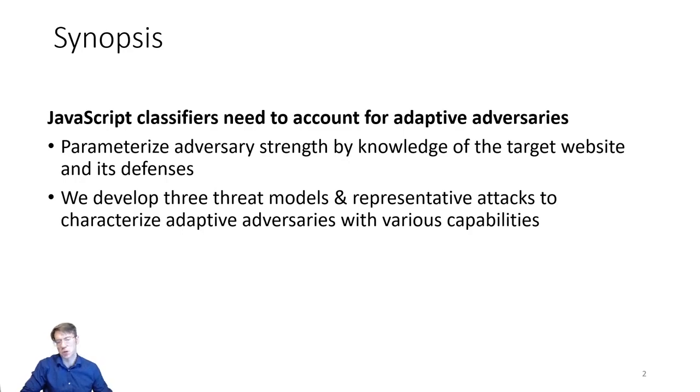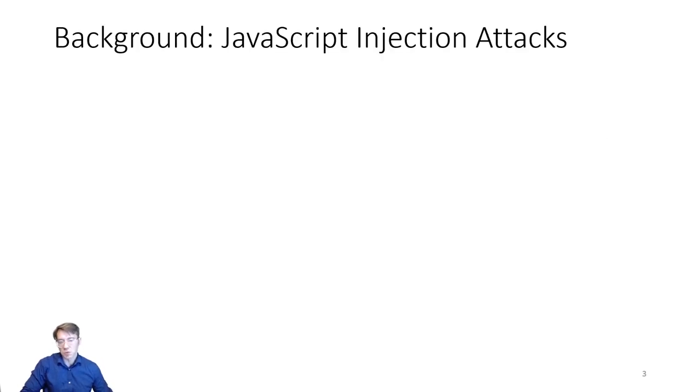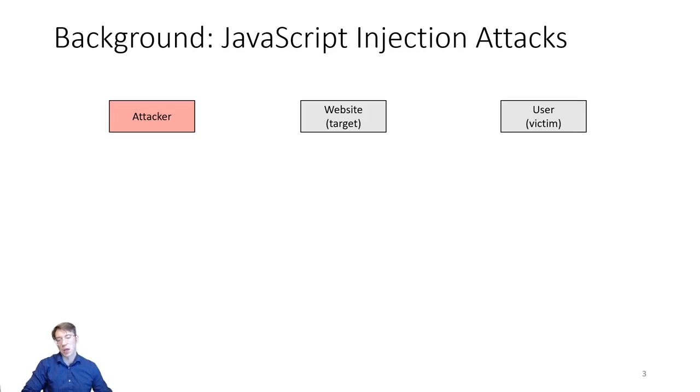In order to put this into context, let's discuss what the role of JavaScript classifiers are, and then we'll describe why adaptive adversaries are effective against them. To show our attacks, we're going to use a very classic setup of a JavaScript injection attack. This is a 3-component attack with an attacker, a target website, and a victim user.